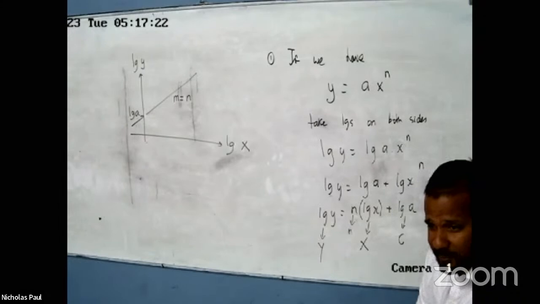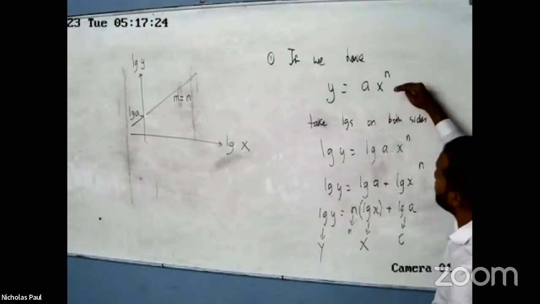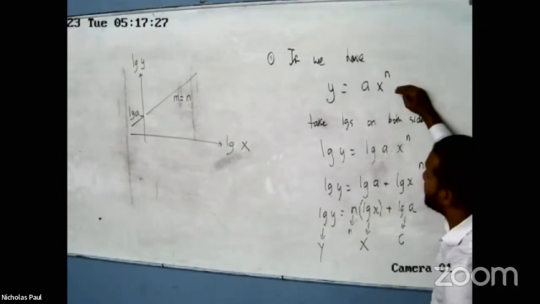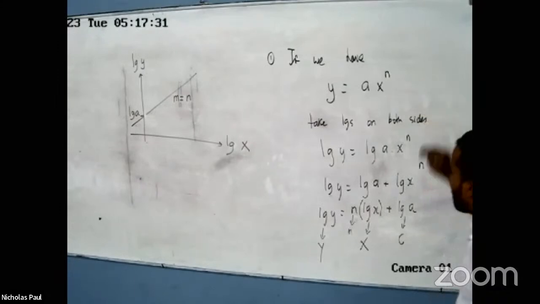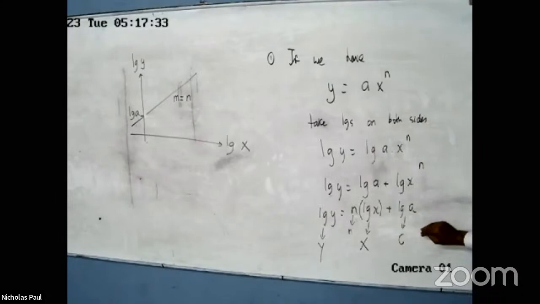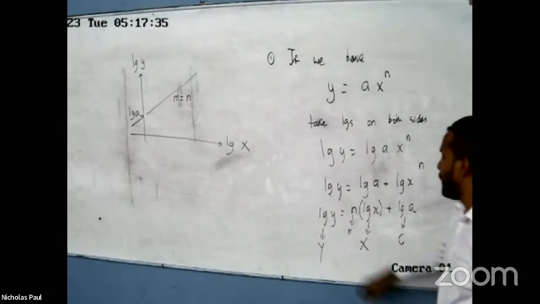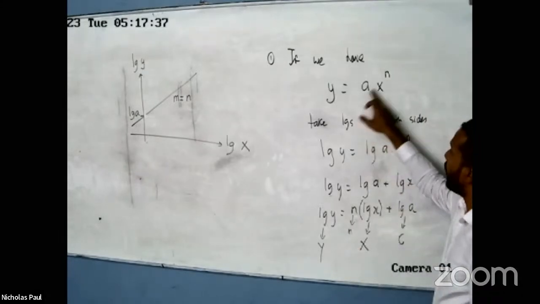That make any sense, Olya? So basically, we're taking this function, y is equal to ax to the power of n, taking logs on both sides, and we put it in the form y is mx plus c. Right? Y and x cannot have the unknown constant.